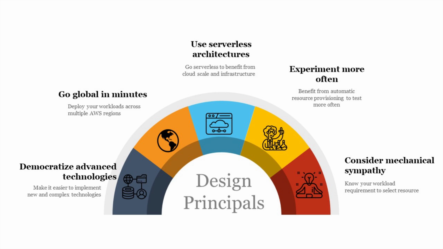2. Go global in minutes. Your architecture should be designed in a way that you can deploy your workload across multiple AWS regions, which helps you reach a wider audience and benefit the end users with lower latency.